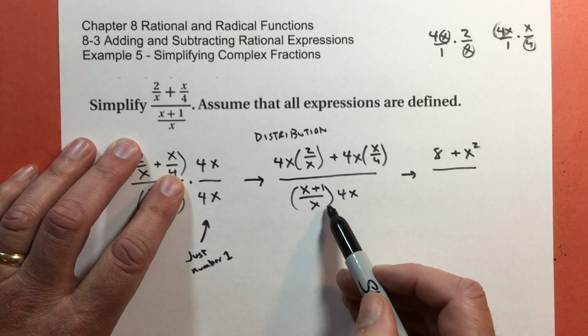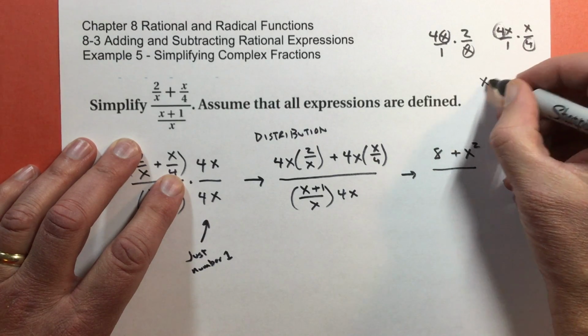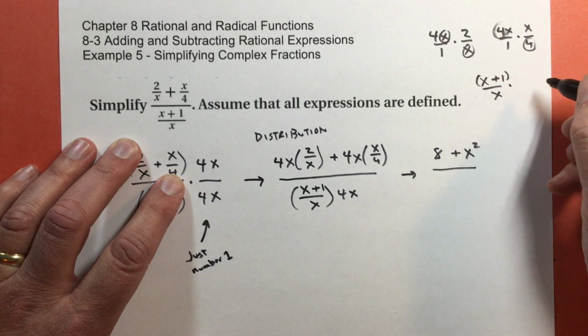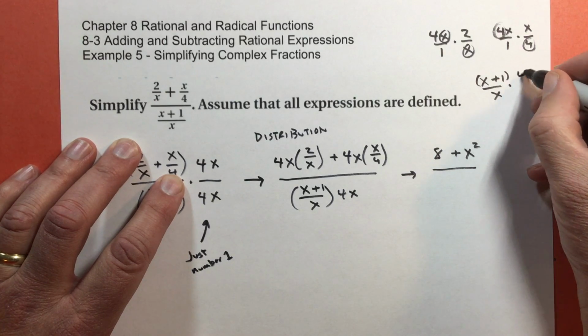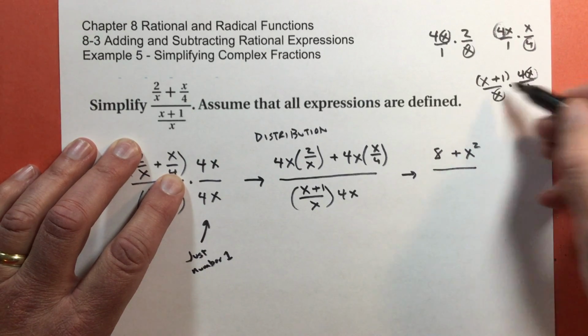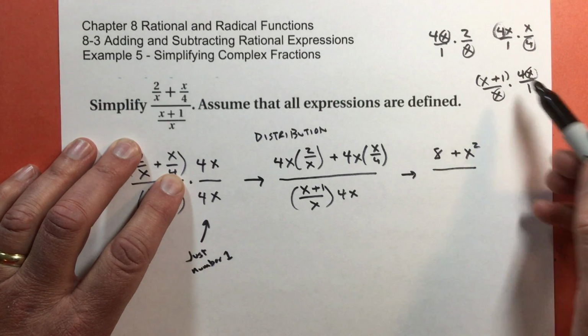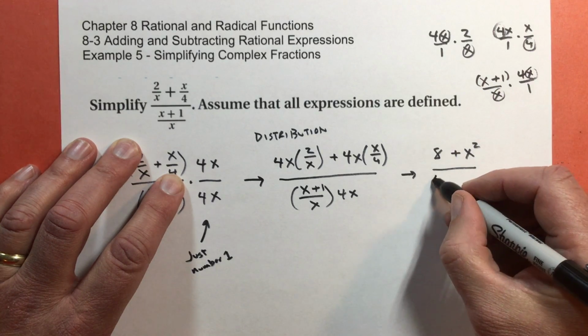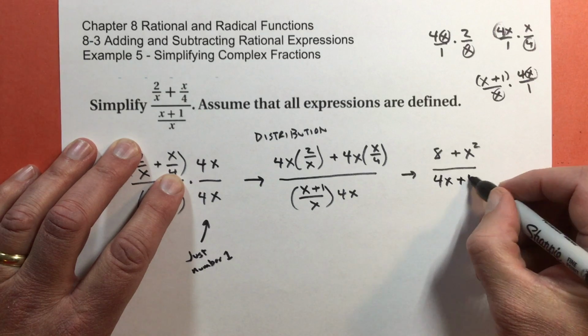In the denominator, I get x plus 1 over x times, put parentheses around there, 4x over 1. Again, the x's are going to reduce. So I get 4 times x plus 4 times 1, which is 4x plus 4.